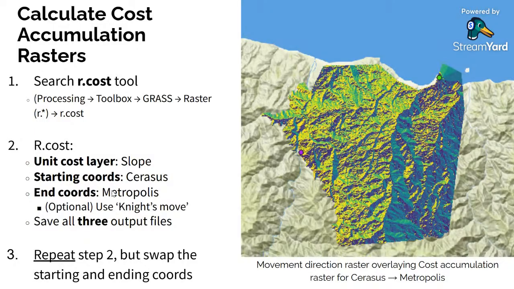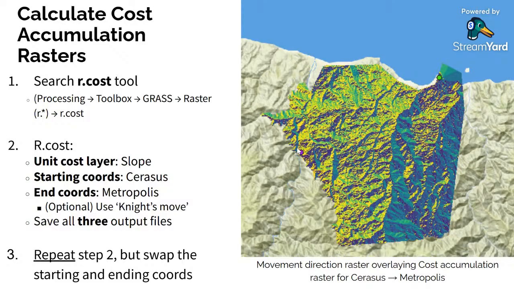You have a forward direction and a back direction raster, and both of those are read by the processing program when you are calculating least costs. So if you are successful in all this, you should have 6 rasters, 3 that are for Carassus to Metropolis, and then 3 that are for Metropolis to Carassus. What I am showing here is the Carassus to Metropolis one.